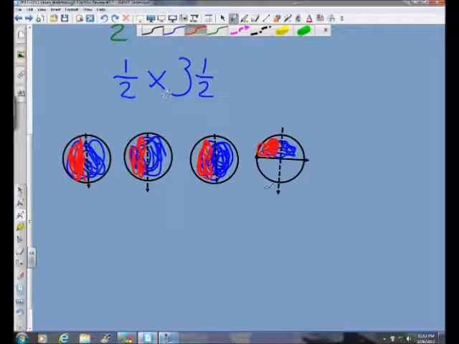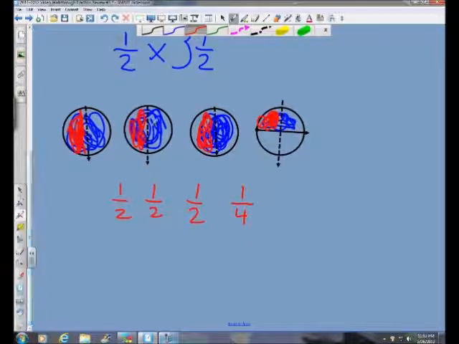So now I've got 1/2, 3 times, 1/2, 1/2. And now what am I going to do here? Oh boy, I've got 1, but it's not a half, it's a 1/4. So now we've got 1/2 plus 1/2 plus 1/2. And if you took this half and put it here, that would make 1 pie.